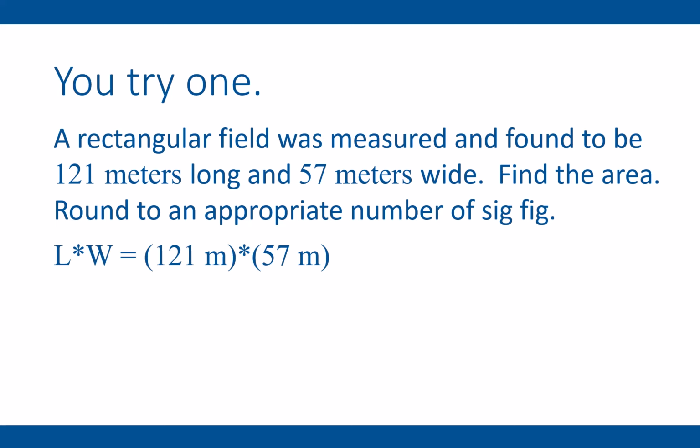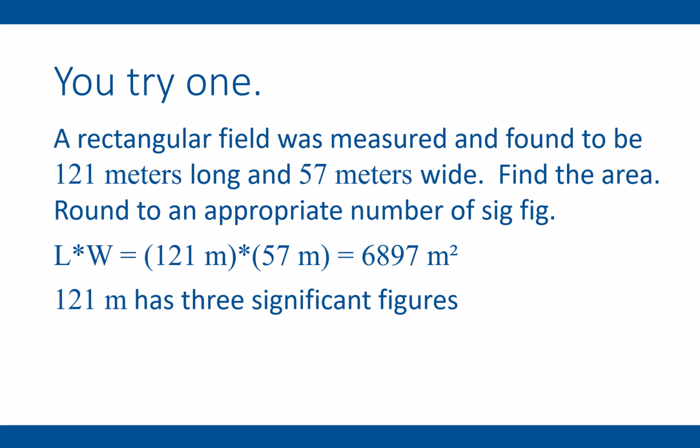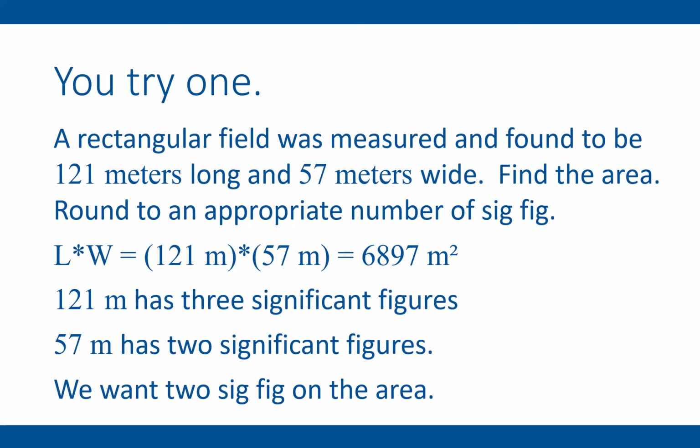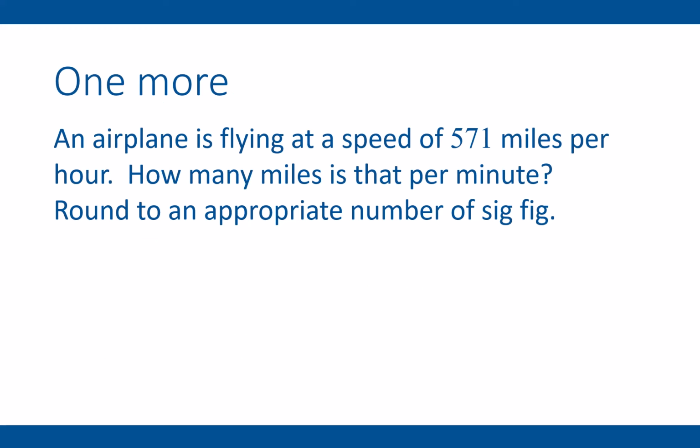Welcome back. The area of a rectangle is length times width. How do we round that? 121 has 3 significant figures. 57 has 2 significant figures. The smaller of these is 2, so we want 2 significant figures on the result. The area of the field is 6,900 square meters. Now try another one. Pause the video, work the problem, and then restart the video.